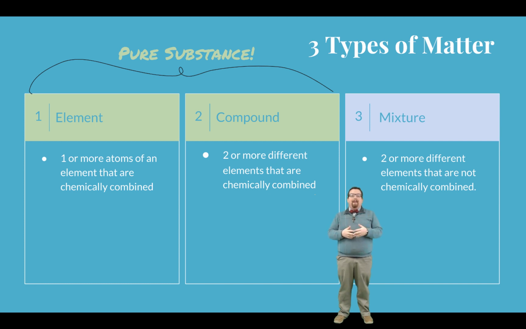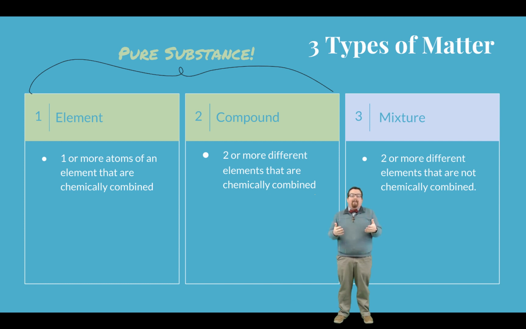We could also classify matter by what they're made up of or how they're combined. So an element is 1 single atom of an element or 2 or more atoms of an element that are stuck together with chemical bonds. The important thing about an element is no matter how many you have, they're always going to be the same element. You don't have more than 1 different type of element there. A compound, on the other hand, has 2 or more different elements that are stuck together with chemical bonds.